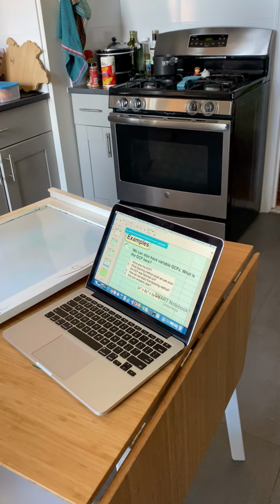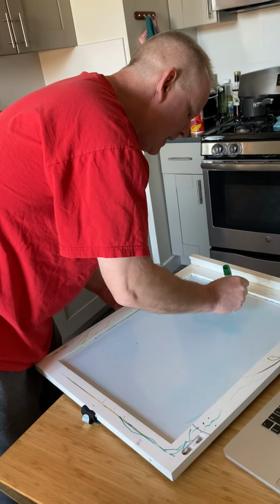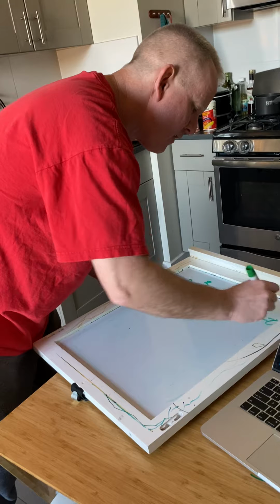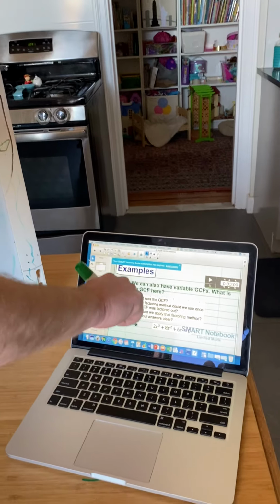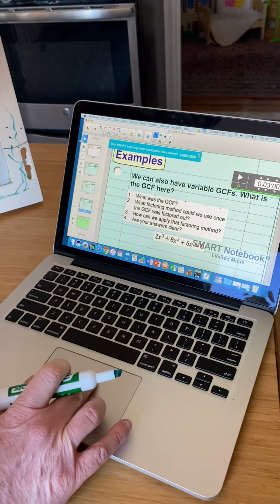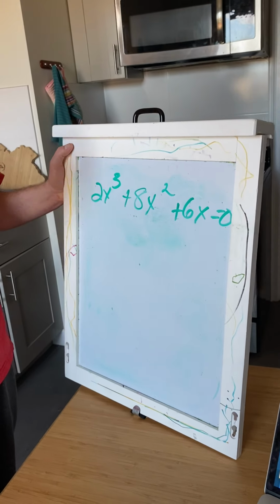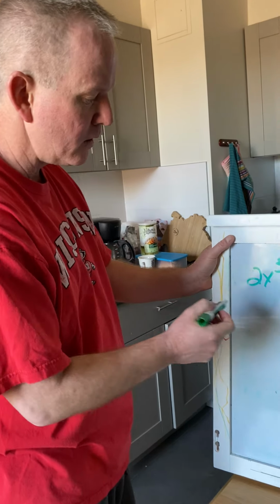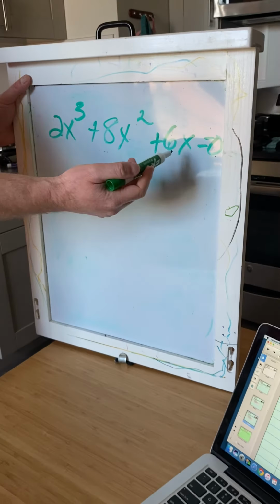Let's do this one. 2x to the third power plus 8x to the second power plus 6x equals 0. Now this is a special type, and that's great because that's our aim. How do we factor with a GCF? Well, we're going to have to use a GCF here. However, it's going to be more than just the coefficient. It's also going to be a variable. Let's do one thing at a time. What's the GCF of 2, 8, and 6?